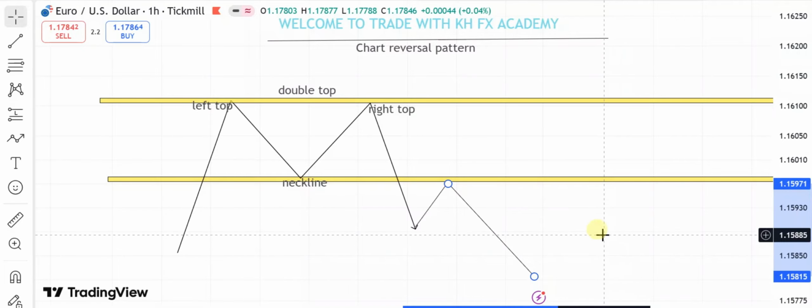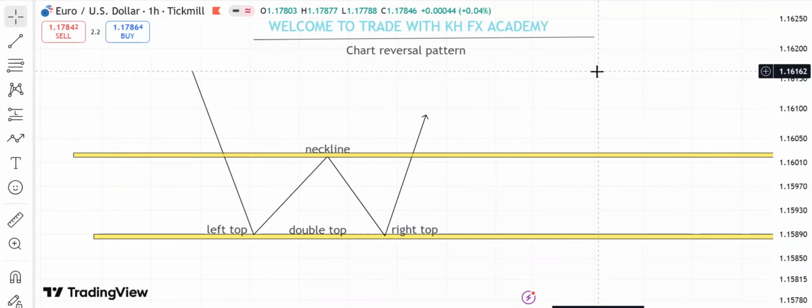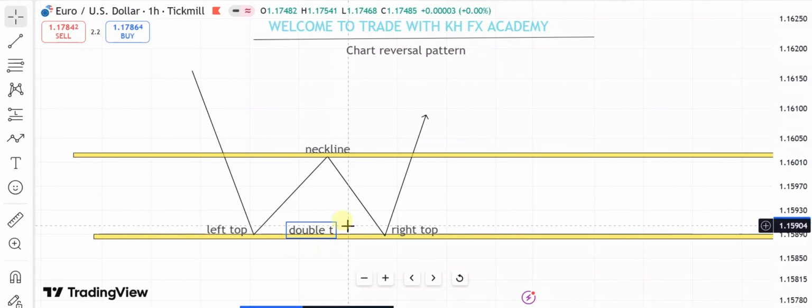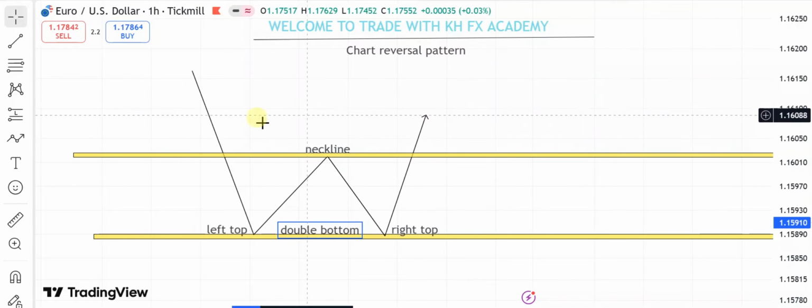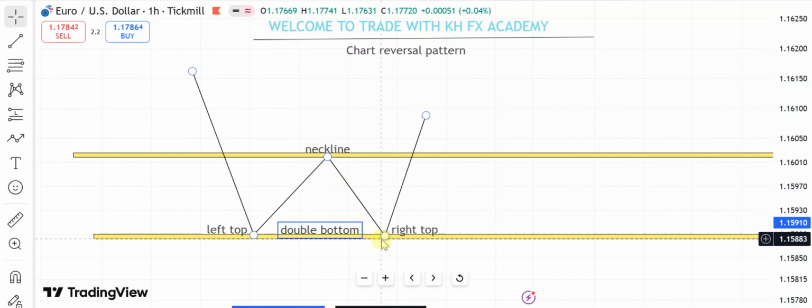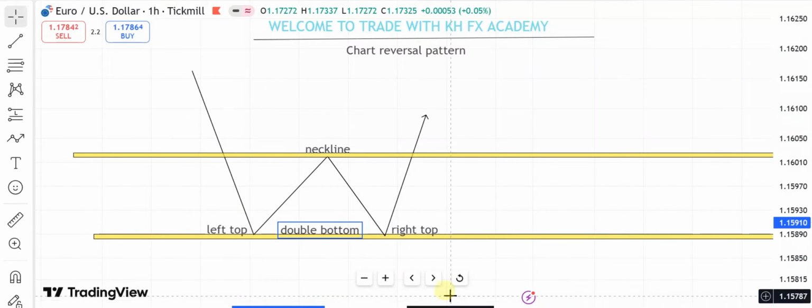So number 4, we have a double bottom, which is a reverse case of this double top. This is a bullish reversal pattern, which is double bottom, a reverse case of a double top. What do you see here? The market sold, got to this level, came back, and it couldn't break this resistance level. It couldn't break below.